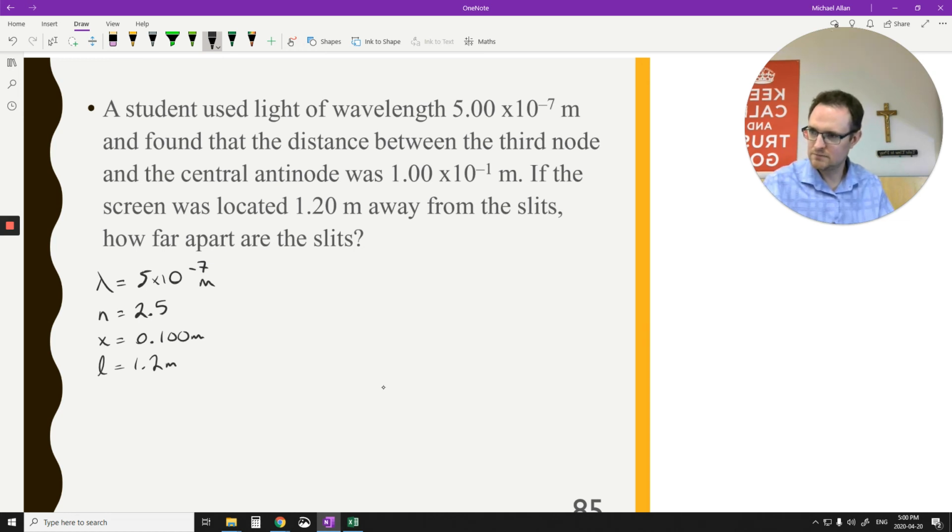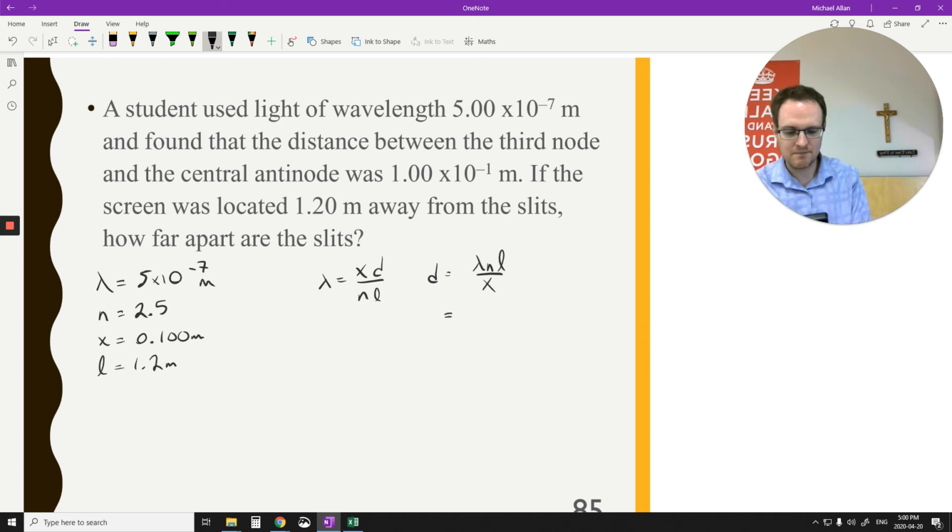So I could use XD over NL. I could rearrange this for D and get lambda NL over X and do the math, which I am going to do right now. I'm just going to plug these in, and then verify whether or not this was a good choice. Divided by X. So you get 1.5 times 10 to the negative 5 meters. Okay, so they're pretty close to each other.